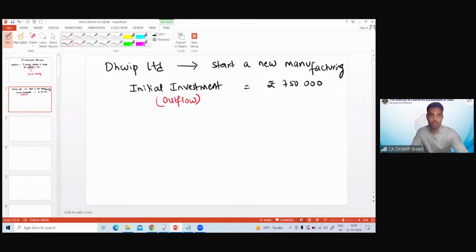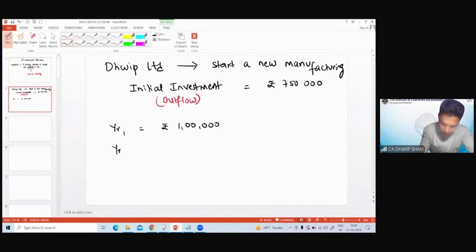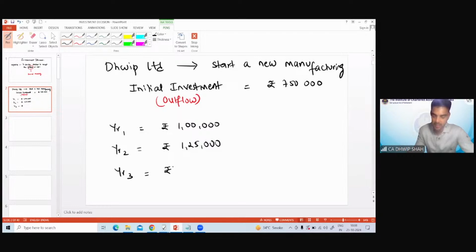Now I have started a new business. I would generate some inflows from that business, yes or not? So let's say the inflows from this business are as follows. In year one, I have generated rupees 1 lakh of inflows. In year two, I have generated 1,25,000. Now my business is in the growth stage of its life cycle.